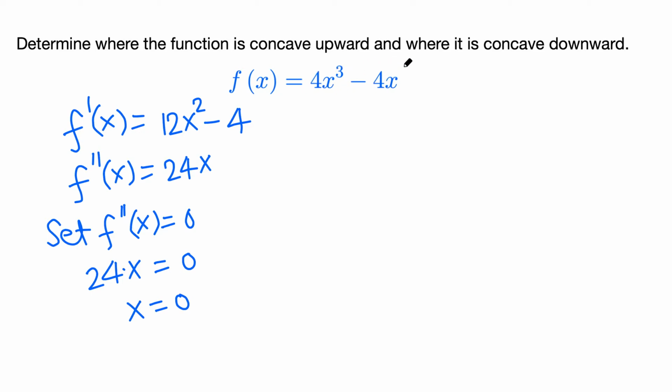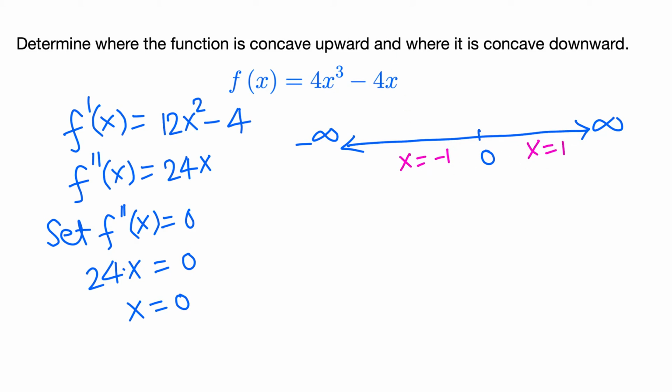Now look at this. This is a third degree polynomial, so the domain is all real numbers. So we need to do this sign chart. Negative infinity through infinity, and the possible inflection point is at 0. So somewhere 0 is here. Now we need to check these two intervals. We pick a representative, anything in between negative infinity and 0, maybe negative 1, and here 1, and we plug these representative values into the second derivative, that is 24x.